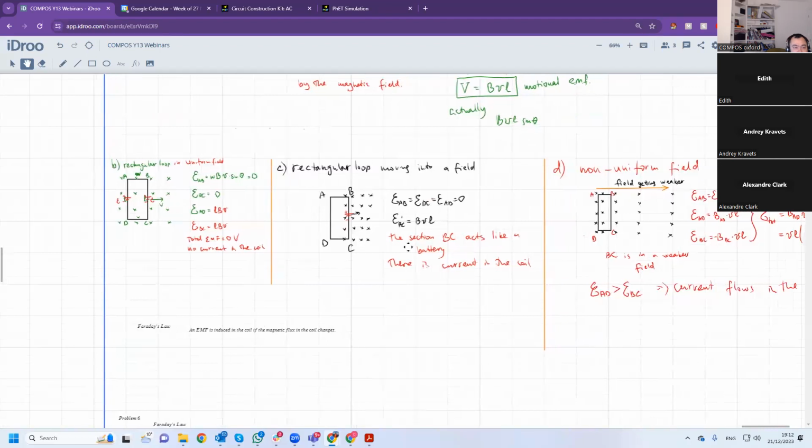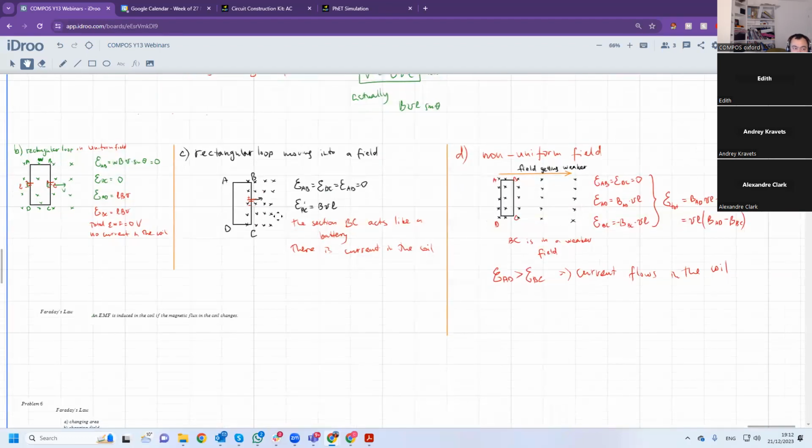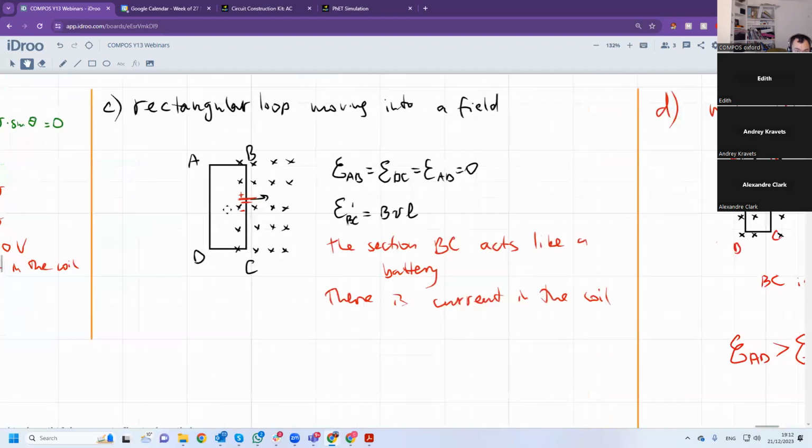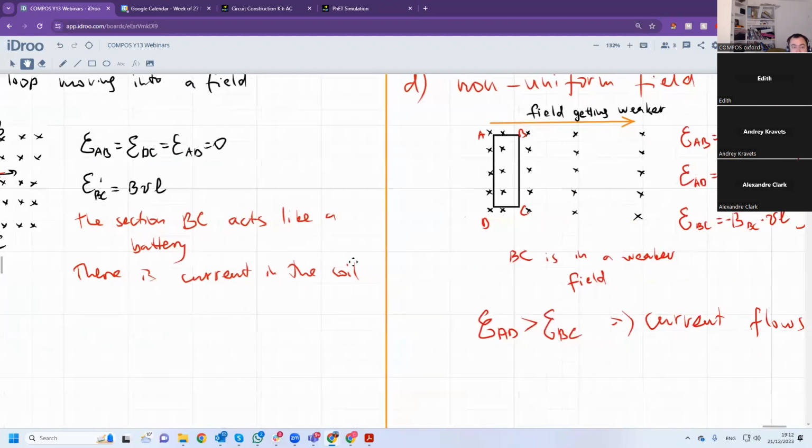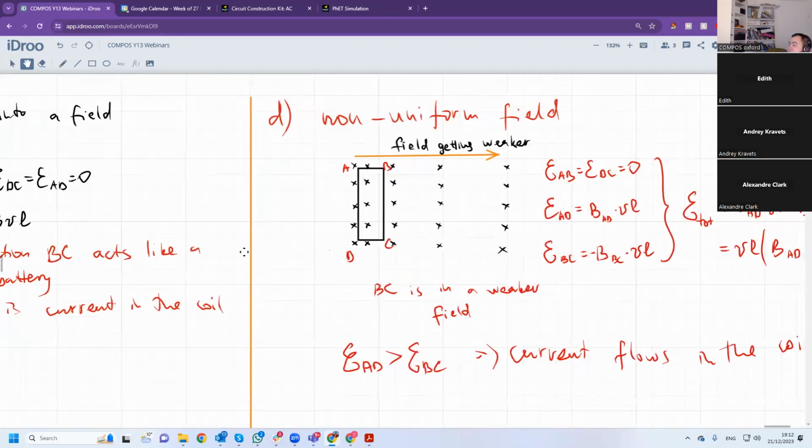And in these two cases, the magnetic field in the coil is changing. So it's increasing in this case. The magnetic field in the coil increases. And here the magnetic field in the coil decreases.